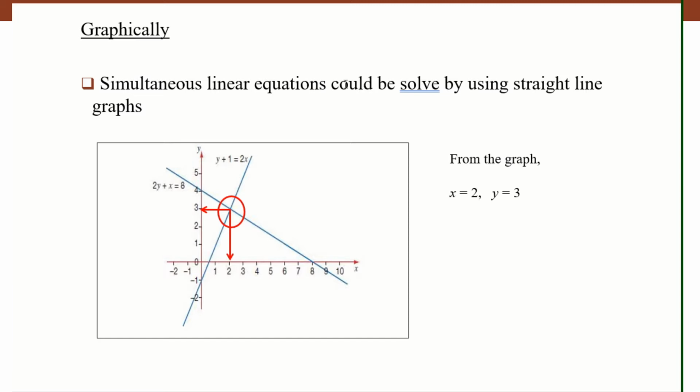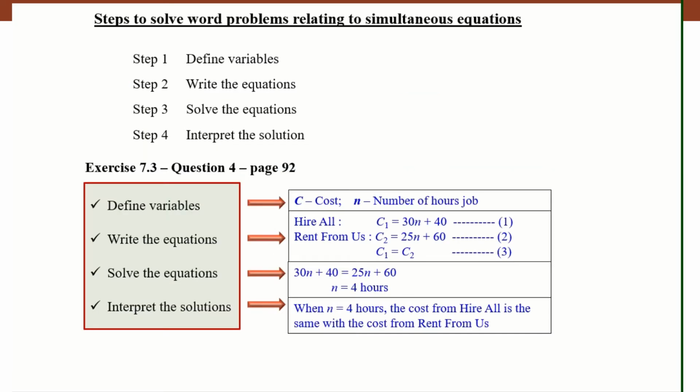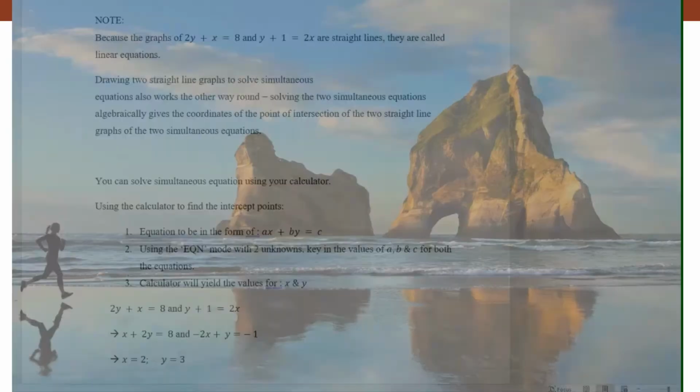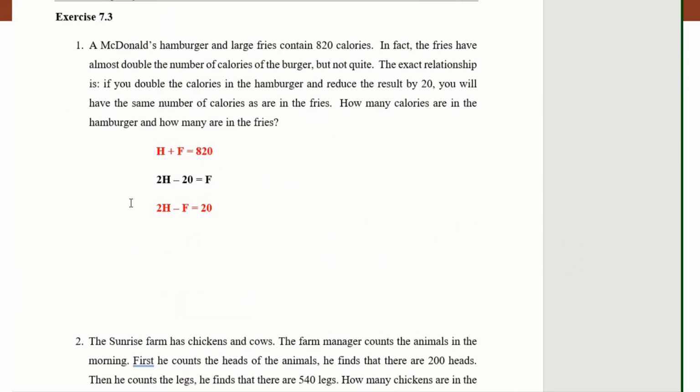I've already shared the video on how to solve the simultaneous equation if you're using the black calculator or the silver calculator. So basically, for exercise 7.3, we're going to use our calculator.